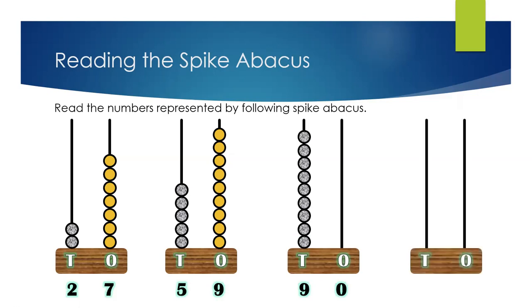Here is another question. Here in the spike abacus, we are having 3 beads in the ones spike, and here we are having 4 beads in the tens spike.